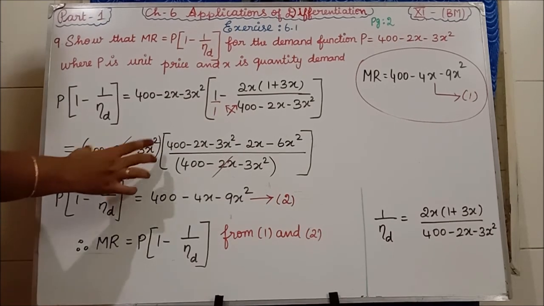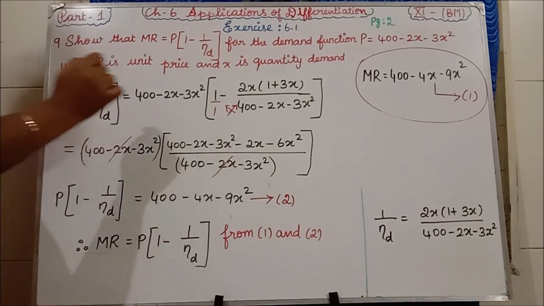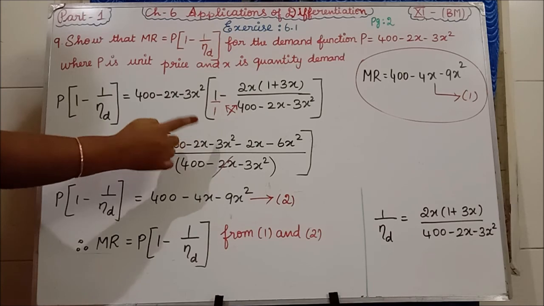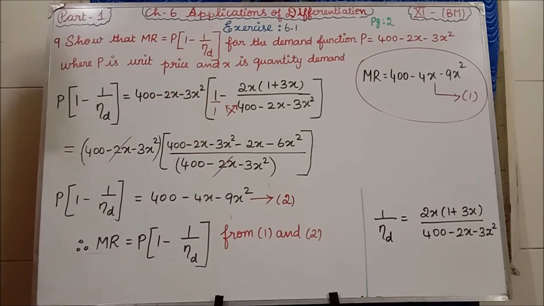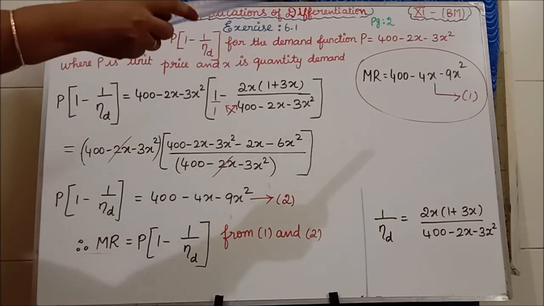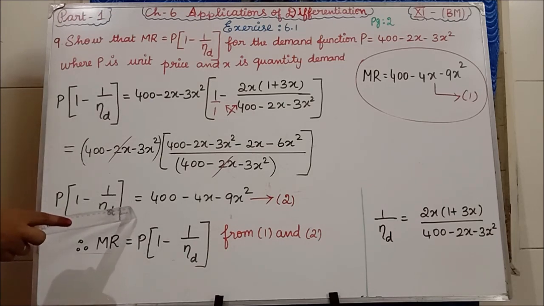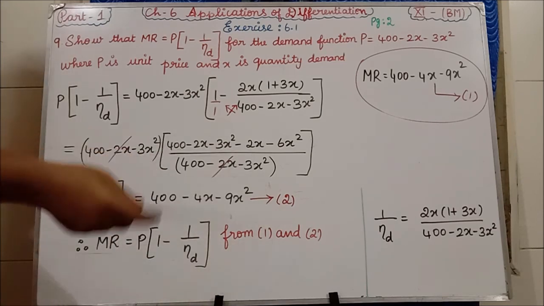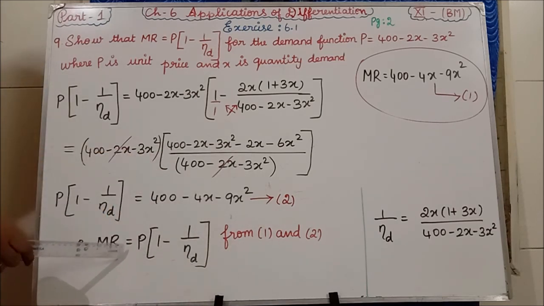Now, will you be able to understand from this step to this step? See here, this term and this term are in multiplication between them, so we can easily cancel this term. So in between we have 400 - 2x - 2x is minus 4x, then minus 3x² minus 6x² is minus 9x². Clear? So marginal revenue is equal to, what value do we have in equation 1? 400 - 4x - 9x². What value do we have on the right hand side? 400 - 4x - 9x². From 1 and 2 we can say that marginal revenue is equal to P into (1 - 1 divided by eta d). Clear all of you, this ninth question?